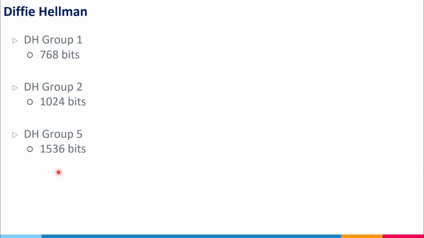Like the symmetric algorithms, Diffie Hellman also provides different key lengths. So DH group 1 has 768 bits, DH group 2 has 1024 bits, group 5 has 1536 bits. Now remember, the higher the key length, the stronger the encryption, but slower is the processing, or the processing is taxing on the CPU.